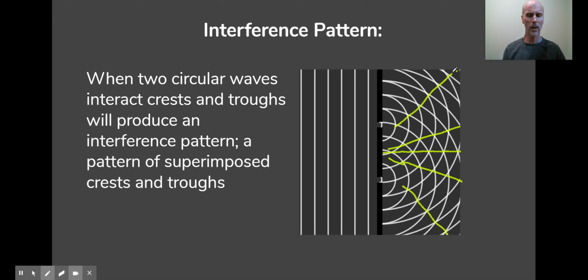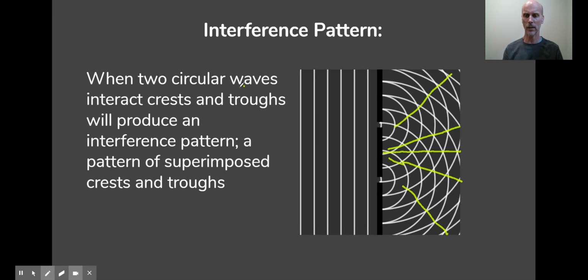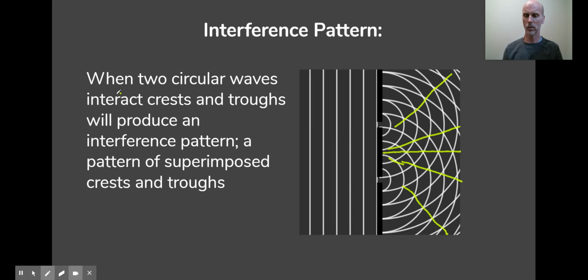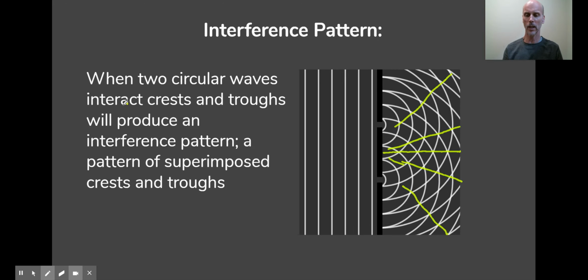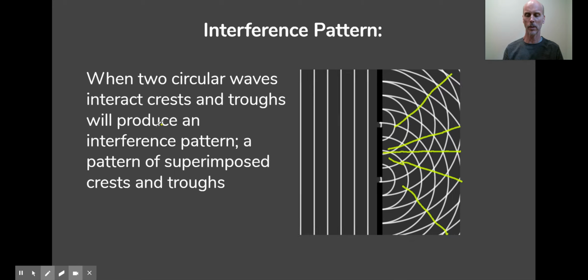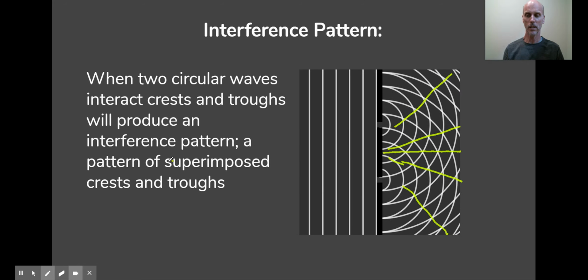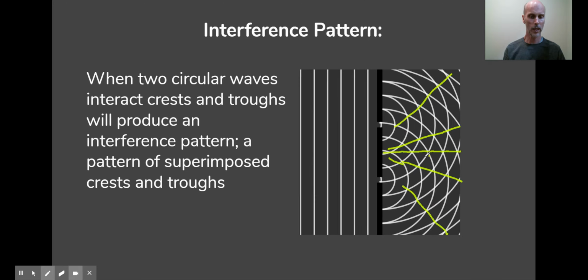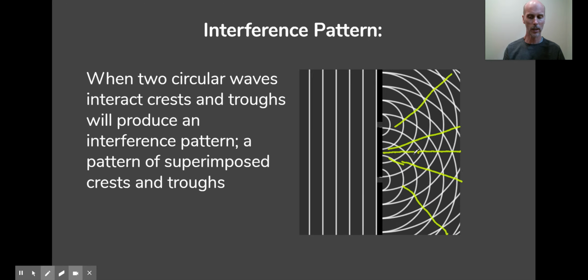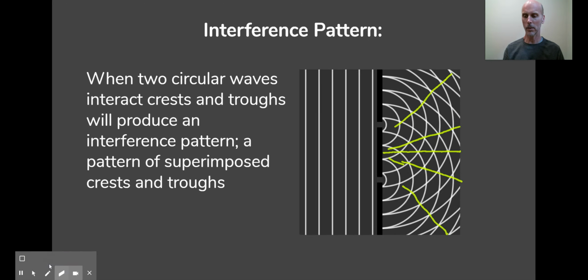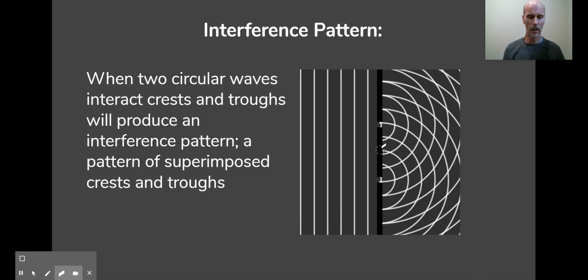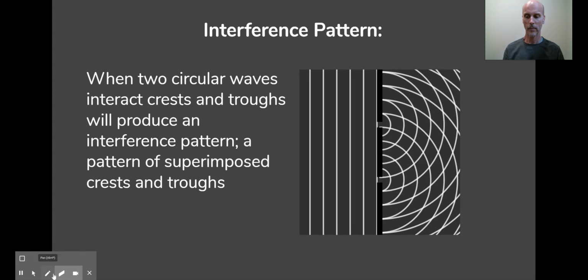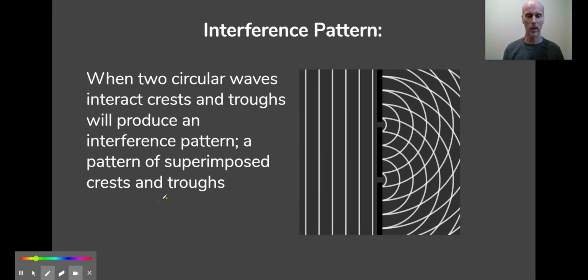We have this pattern referred to as an interference pattern. So strictly speaking, when two circular waves interact, the crests and troughs will produce an interference pattern, this pattern of superimposed crests and troughs. While our eye is probably trained, if we look at the center one here, on what's going on with the crests, the same thing is happening with the troughs that are behind them.